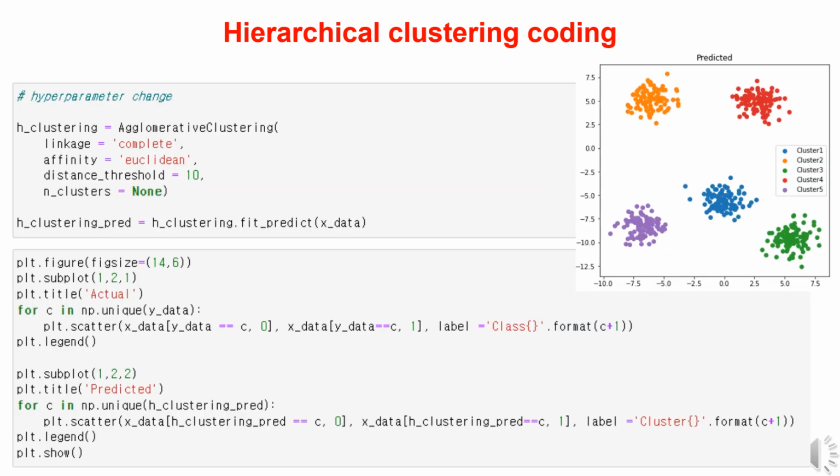In the previous slide, we set the distance_threshold to 5. Now, by adjusting it to 10 and rerunning the clustering analysis, we can observe that 5 clusters are formed. In other words, by utilizing the dendrogram, you can comprehend the overall structure and choose an appropriate y-axis value to divide the clusters at the desired level.